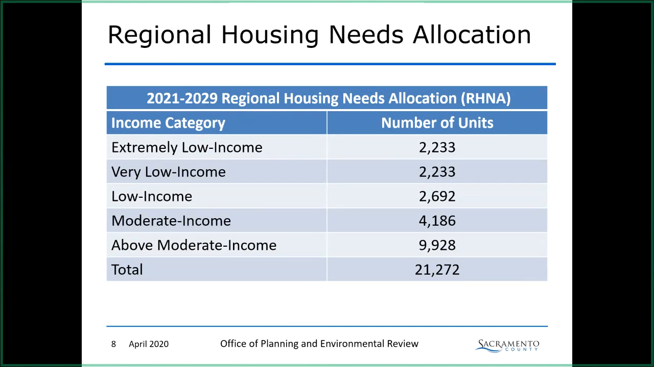Each city and county is required to show that it can accommodate its fair share of units for each income category. This process is known as the Regional Housing Needs Allocation, or RHNA, and it is a key requirement of the housing element. Sacramento County is within the 6-county region of the Sacramento Area Council of Governments, or SACOG, and Sacramento County's total RHNA for the year 2021 through 2029 is 21,272 units. This table displays the RHNA broken down into each income category.